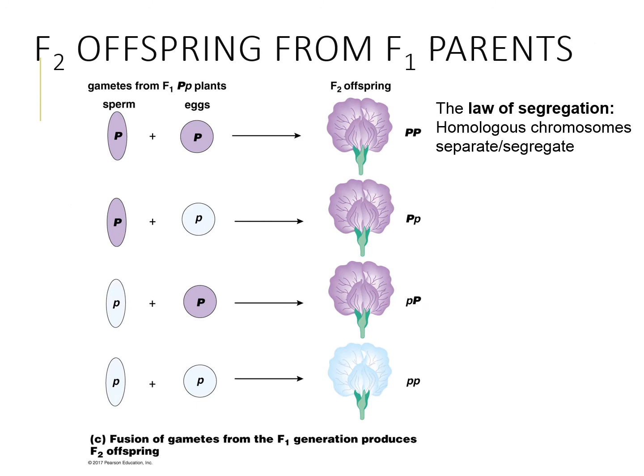In the F2 offspring from F1 parents, let's remind ourselves the genotype of the F1 parents is big P, little p, and this is a self-cross. So we could write it out, big P, little p crossed with itself, big P, little p. A self-cross is the same genotype crossed with the same genotype, and we're still going to consider them as two different parents, because he had a lot of flowers, so they were all mixing. So the possibilities are as follows.